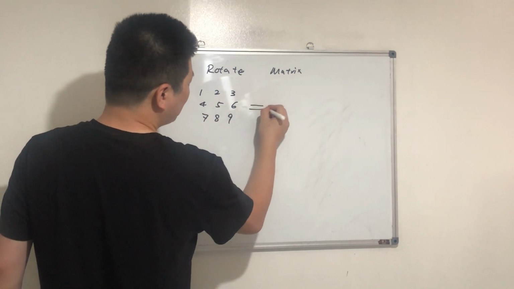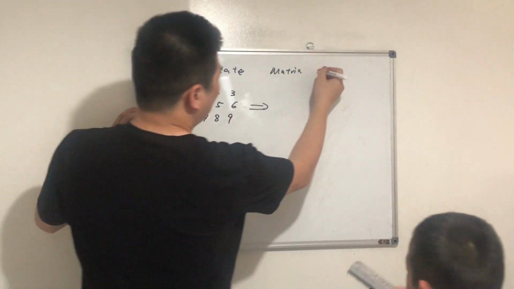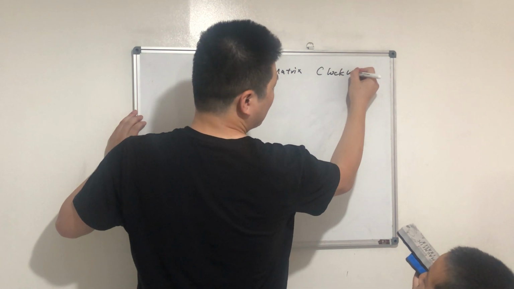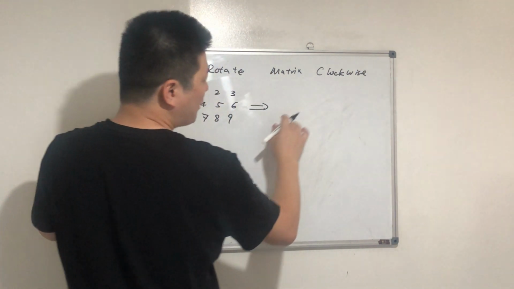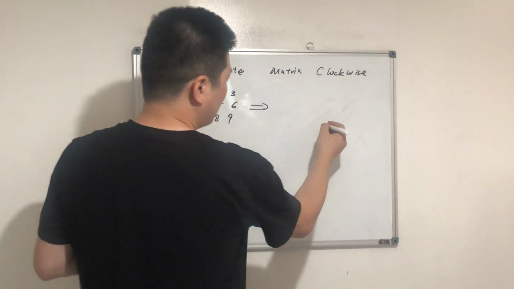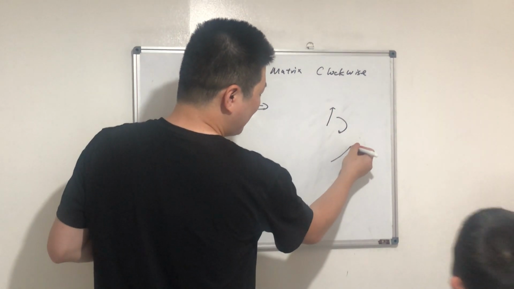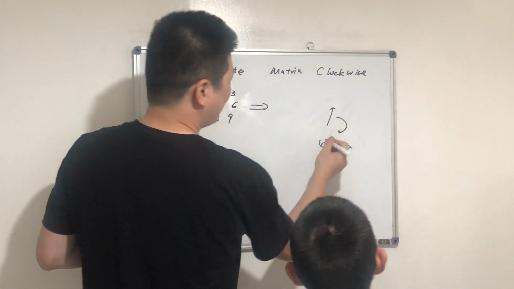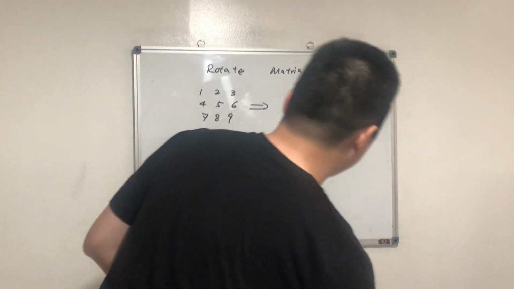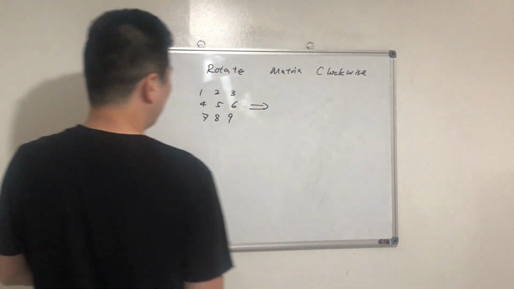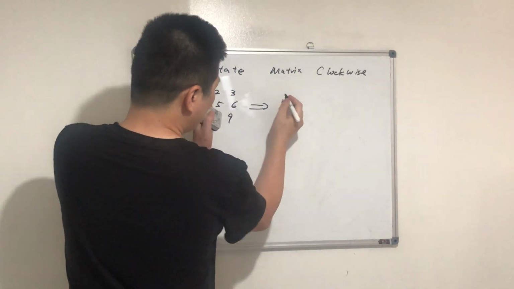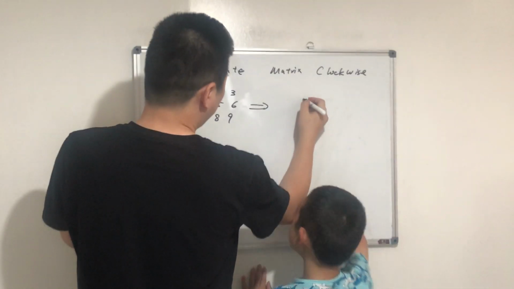We want to rotate clockwise. What's clockwise? It's the way that a clock normally goes, this way. Anti-clockwise goes the other way. We can talk about anti-clockwise tomorrow. Today just clockwise.